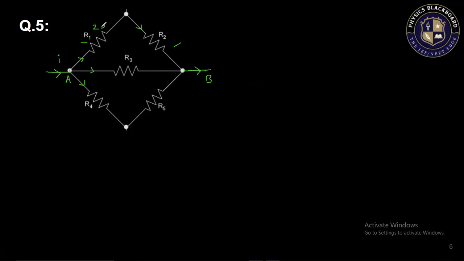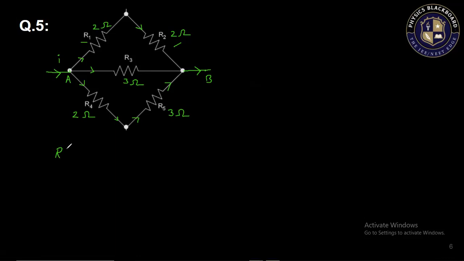Let's say R1 is 2 ohms, R2 is also 2 ohms, R4 is 2 ohms, R5 is 3 ohms, and R3 is 3 ohms. Let's take some values, so I have taken these. Now the current passing through R1 is not dividing; the same current passes through R2. Similarly, the current passing through R4 is the same current passing through R5. So R1 and R2 are in series, and R4 and R5 are in series connection.